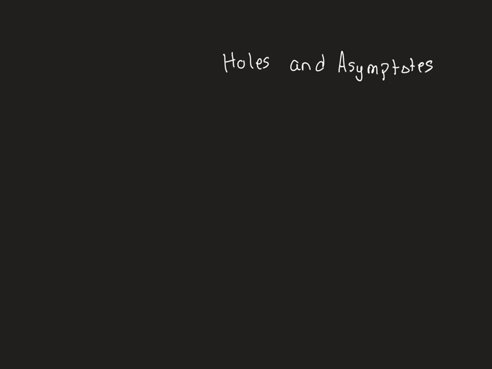And in today's video, we're going to look at holes and asymptotes. Now, these only really apply in most cases when you have rational expressions. So there are two types of asymptotes. We're going to talk about the asymptotes first, and we're going to talk about the holes. So first, we're going to talk about horizontal asymptotes.